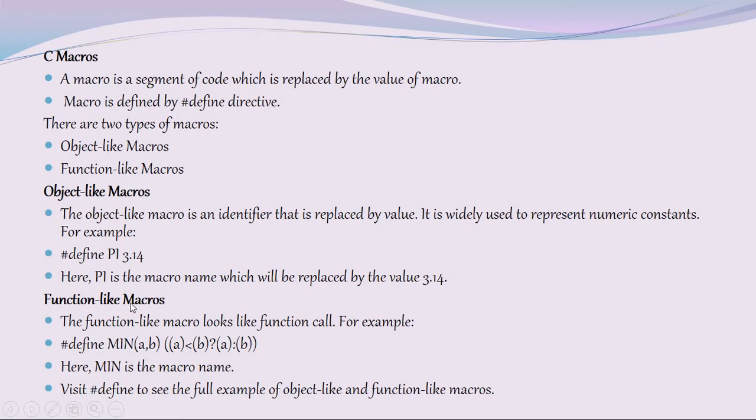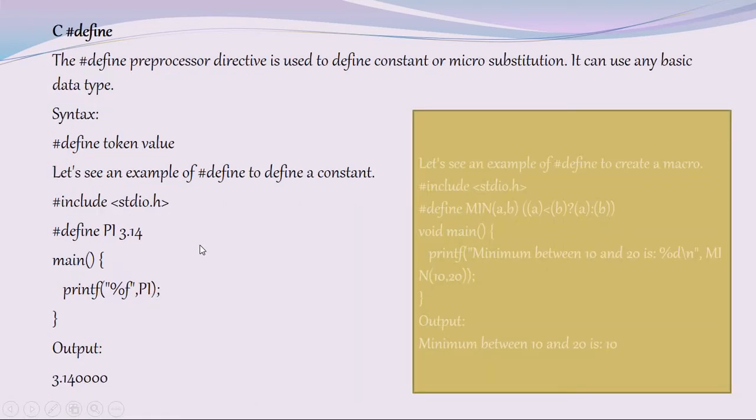See this code for both object-like and function-like macros, which will help you understand very clearly. #include <stdio.h>, #define PI 3.14. In the main function we are printing the value of PI, and wherever PI occurs, the value of the macro will be replaced, which is 3.14.